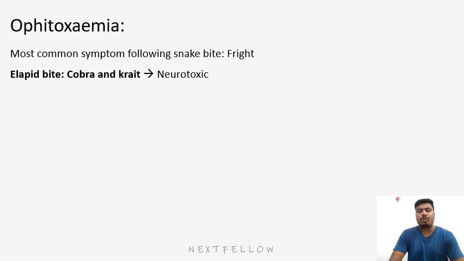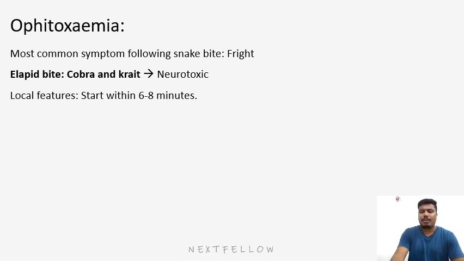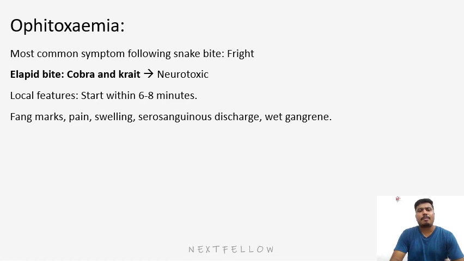Now first we will talk about the elapid bite, that is cobra and krait snake. They have neurotoxic poison. Their venom contains neurotoxins. The local features start within 6 to 8 minutes. Firstly, there will be fang marks, pain, swelling, serosanguinous discharge may be present, and there is usually wet gangrene. Sometimes blister formation is also there, and they begin within 6 to 8 minutes.